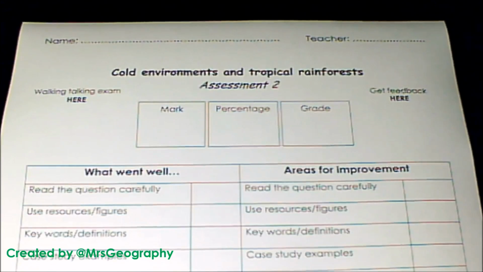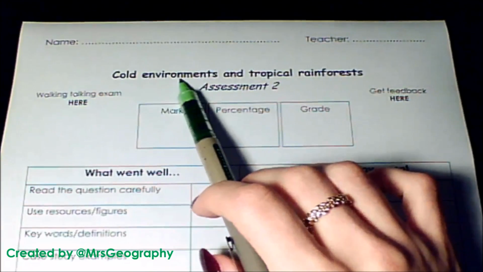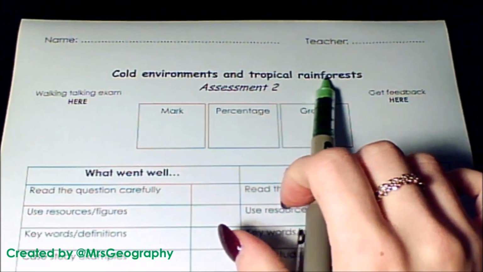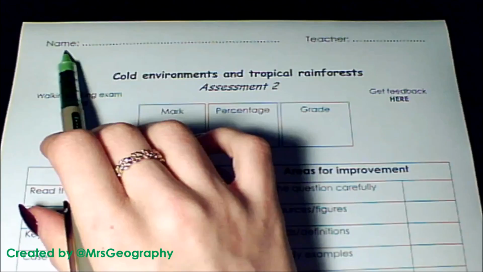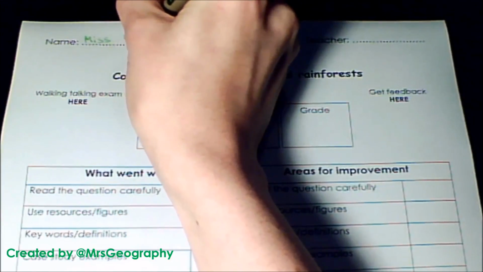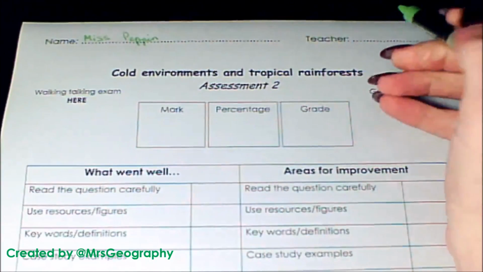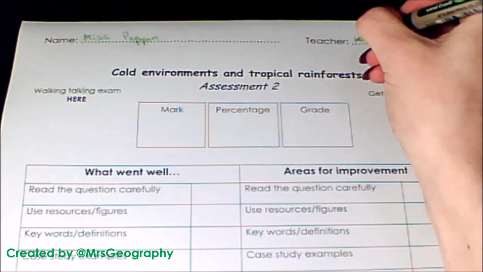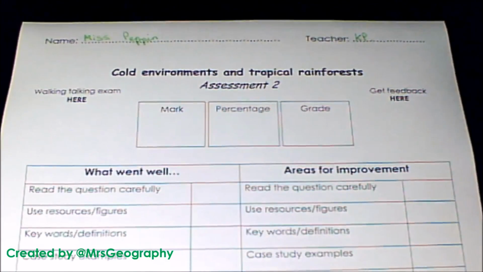Okay guys, so today we're going to be doing our second assessment on cold environments and tropical rainforests. So first of all, can you put your name on your exam paper please? If you could put your class teacher, so I'm just going to put KP for Miss Pepin's class.